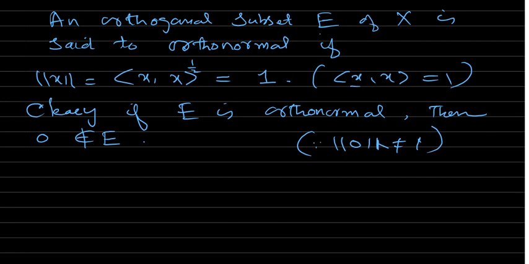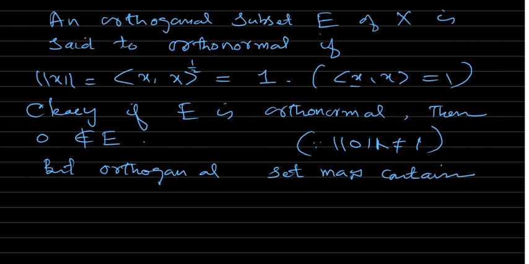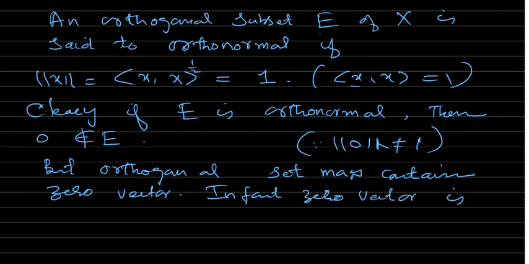And an orthogonal set, sir, we will take basis vectors, we will discuss that later. But an orthogonal set may contain the zero vector. In fact, we can say that the zero vector is orthogonal to each vector of X.